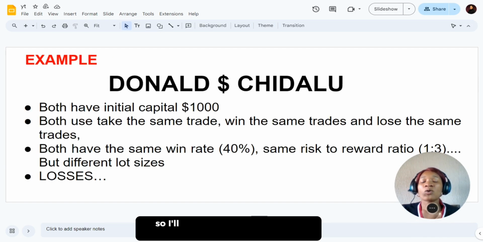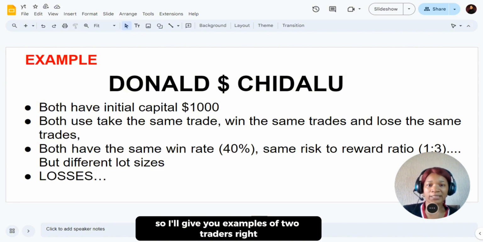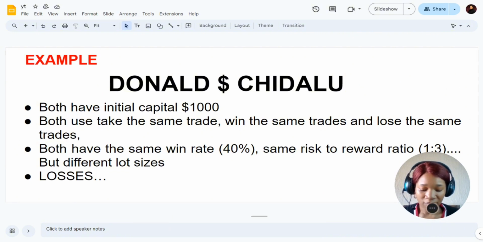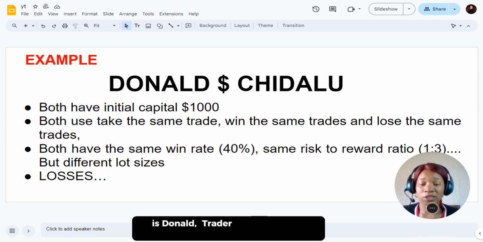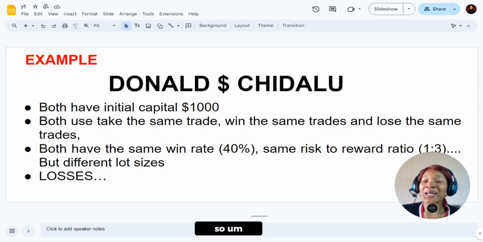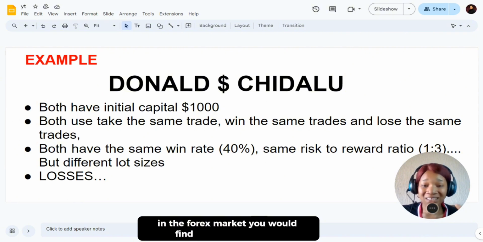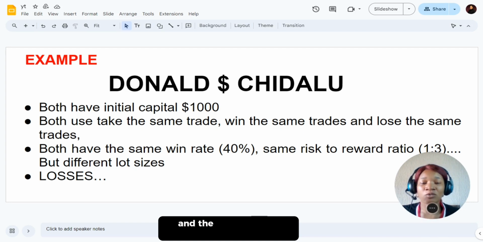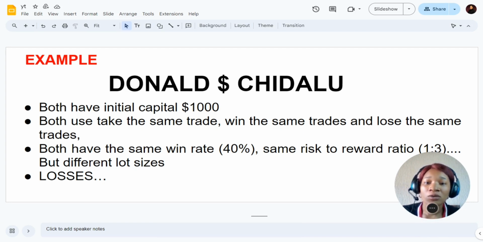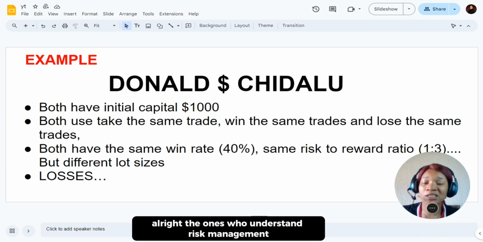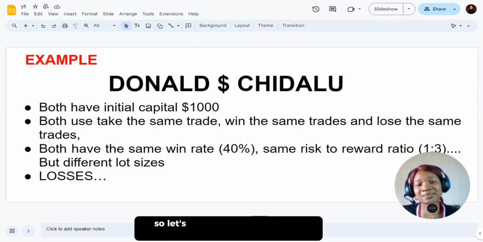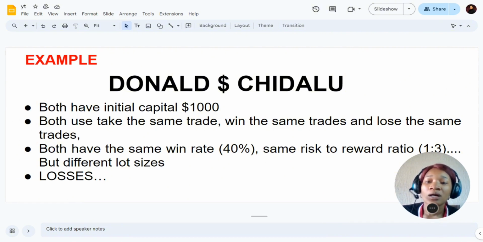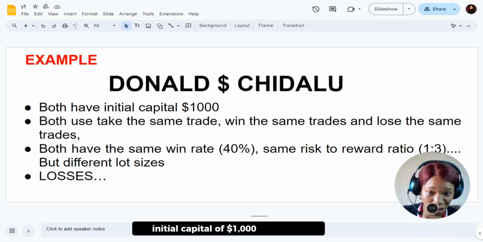So I'll give you examples of two traders. Let's say trader A is Donald, trader B is Chidalo. In the forex market, you would find two sets of traders: the ones that are really aggressive and the ones that are conservative, the ones who understand risk management and the ones who do not. So let's take these two traders for example. Let's assume that both of them have an initial capital of $1,000 each.